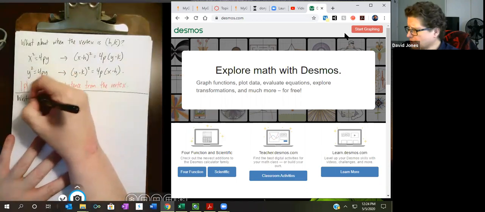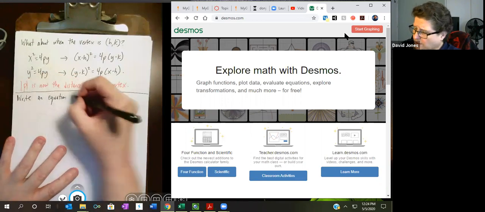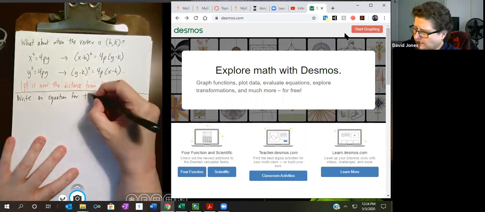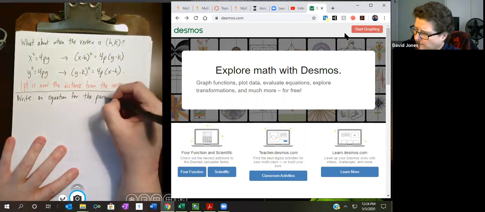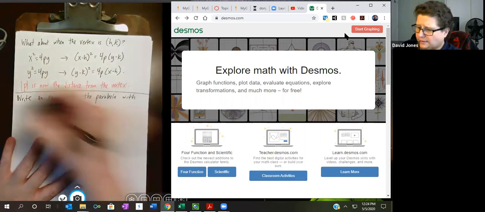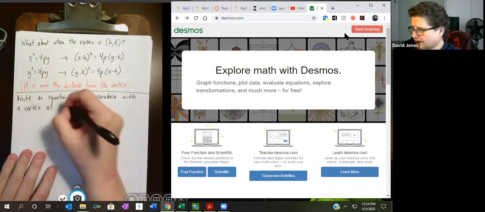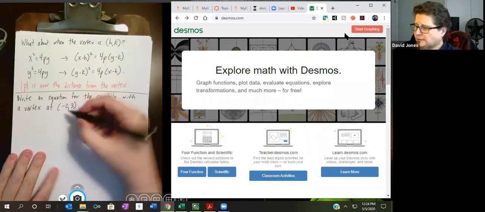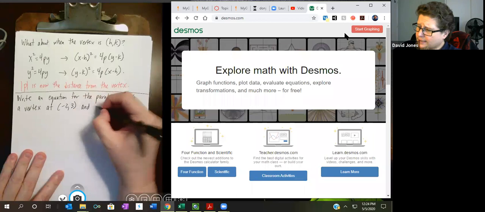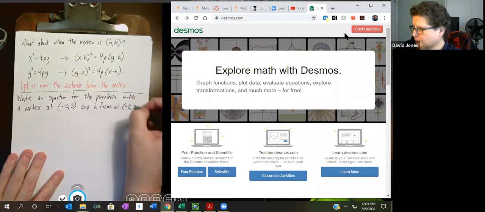Write an equation for the parabola with a vertex at (-2, 3) and a focus at (-2, 2).